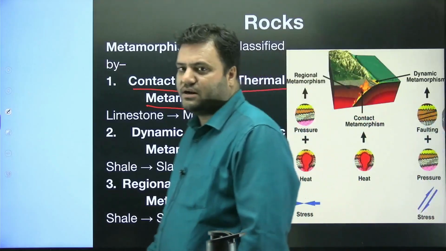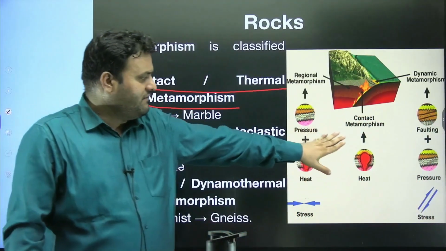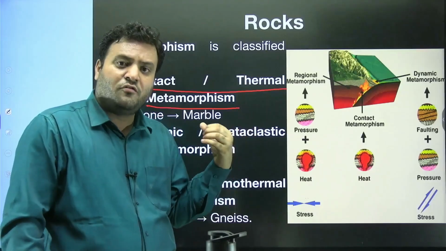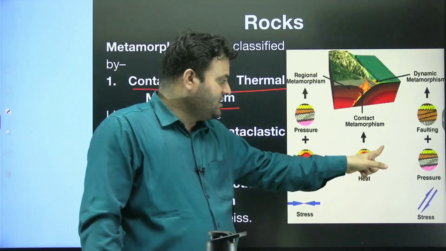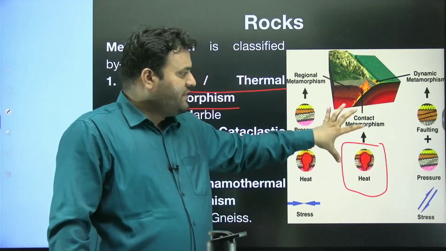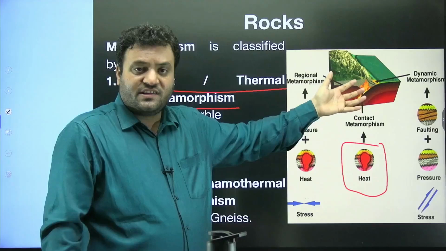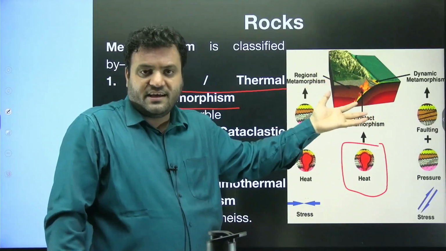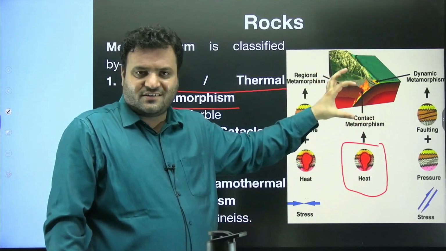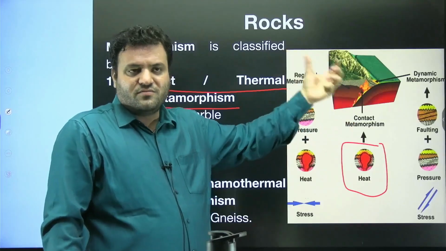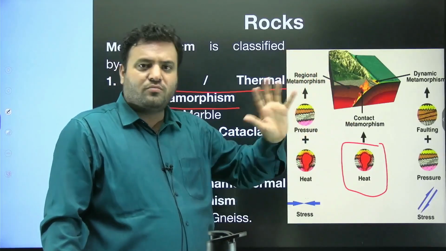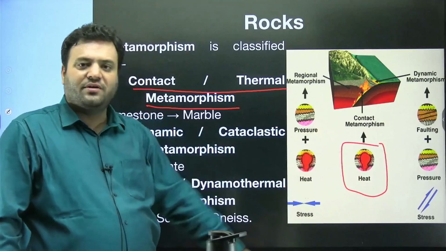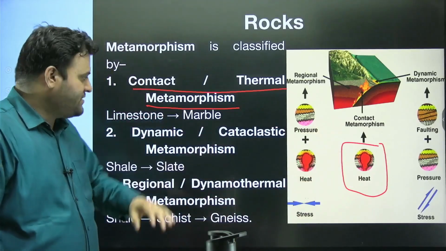Contact or thermal metamorphism. Here in this image you can see contact or thermal metamorphism, in which there is a greater role of heat. As a result, the sedimentary rock, or even igneous rock, is subjected to intense heat. As a result of intense heat, the characteristic properties change from sedimentary to metamorphic, from igneous to metamorphic. So when we have a greater role of heat, it is known as thermal or contact metamorphism.